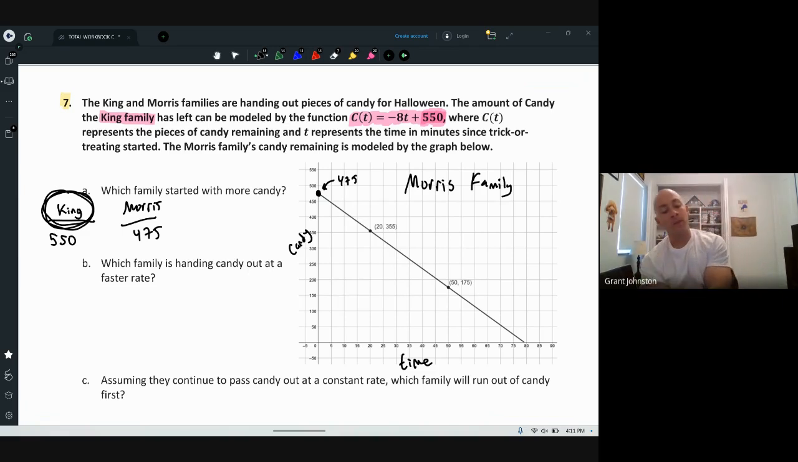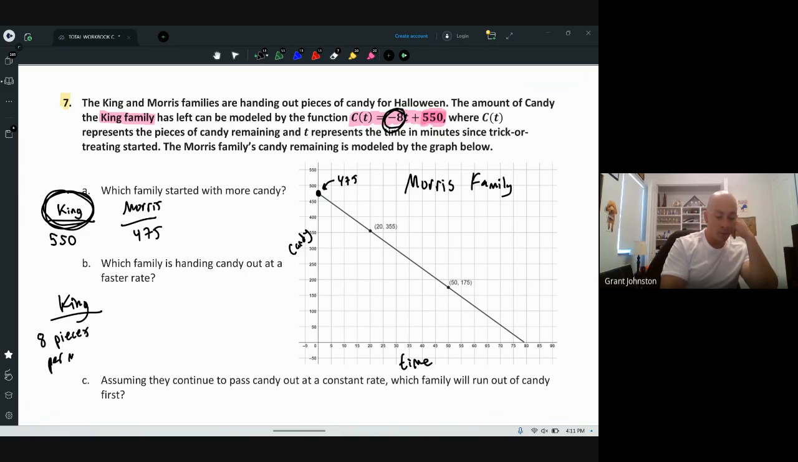B says which family is handing out candy at a faster rate? Well, the King family, if we look at what we have highlighted up here, it's in slope-intercept form, and we know the slope is -8, right? So that means they're handing out 8 pieces of candy per minute. So King is handing out 8 pieces per minute. That's the slope.